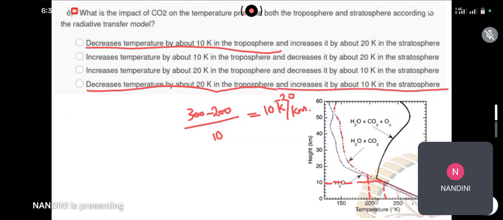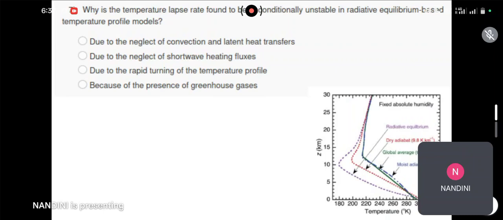We can see in the troposphere both lines are parallel, water vapor and carbon dioxide lines are parallel, whereas when it became in the stratosphere, as we can see, this difference is actually happening. The moment carbon dioxide comes in, it is pulling it to a warmer temperature, thus leading to an increase in temperature by about 10 Kelvin in the stratosphere. So the answer is the carbon dioxide is actually leading to a decrease in temperature by about 20 Kelvin in the troposphere and increase it by about 10 Kelvin in the stratosphere. So yeah, that is the answer. Now the next question.